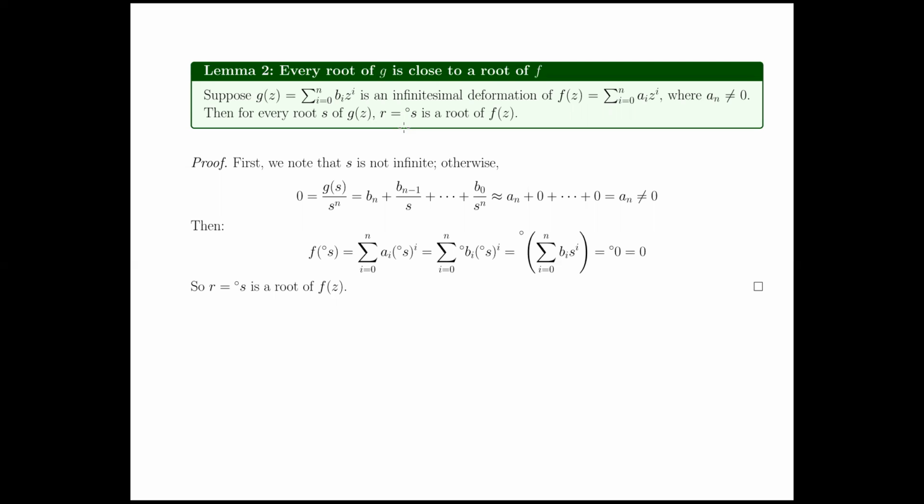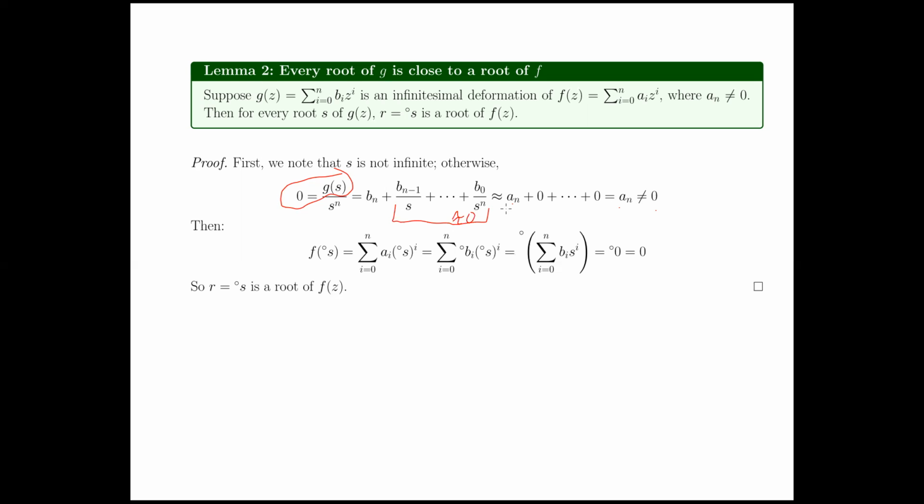And first you have to point out that a root of g is not going to be infinite. If you had an infinite root s of g, then zero equals g of s, so we can divide by s to the n. If you've got an infinite number, then s to the n is also infinite. That's not hard to see. So if you divide through by s to the n, all the terms here are infinitesimal, and B sub n is infinitely close to A sub n, which we took to be non-zero, so B sub n can't be, it's a contradiction.